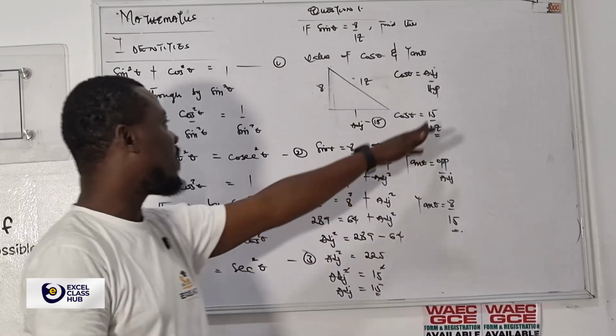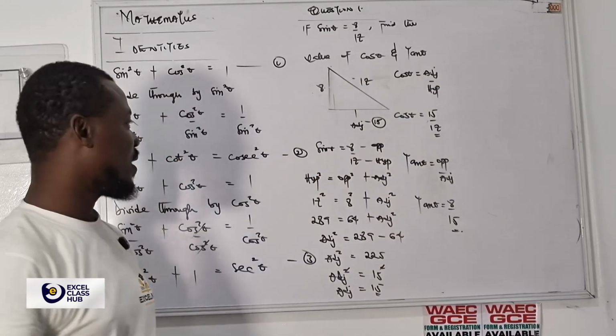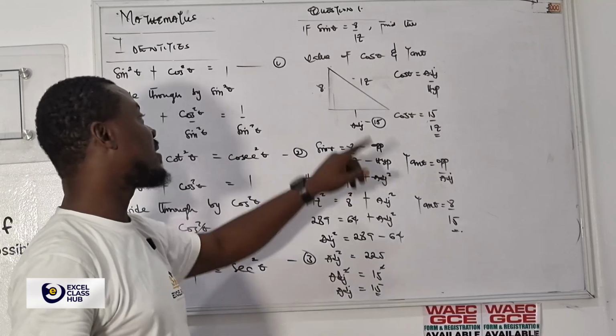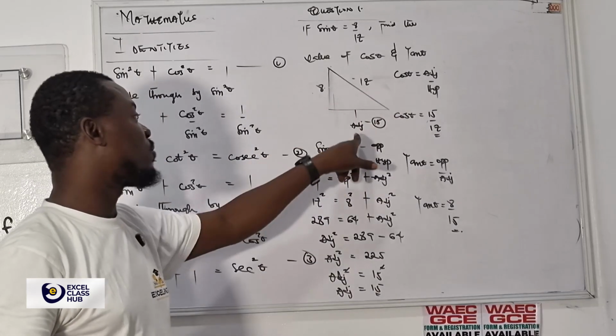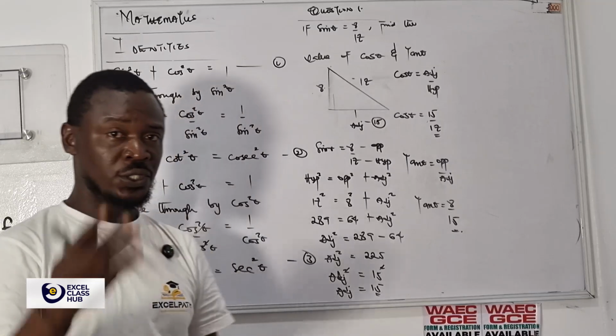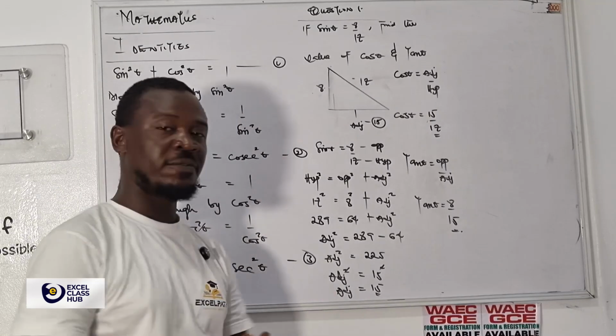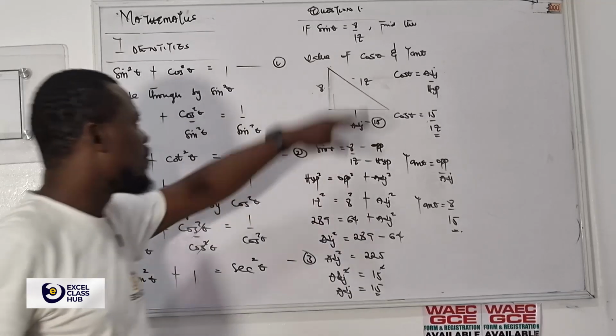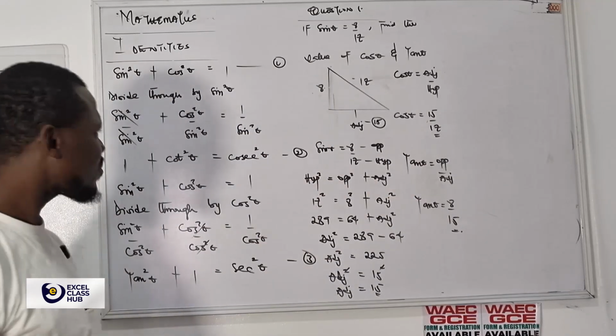So I've gotten my value for cos theta, and I've gotten my value for tan theta. But remember, before I got the answer, I have to look for the adjacent using my Pythagoras theorem, getting 15. Now, when you use right angle triangle to solve this question, this is your final answer.